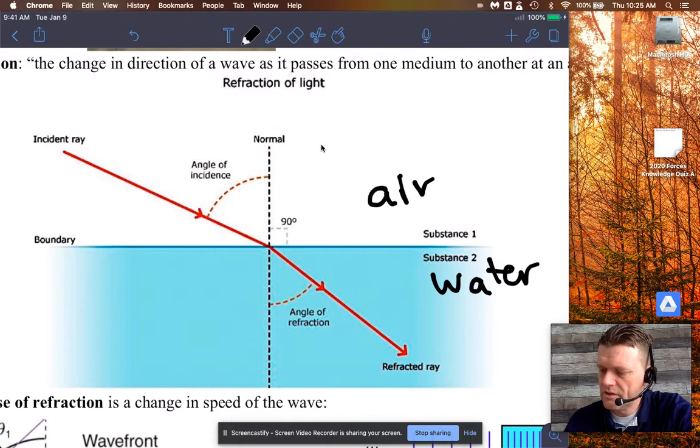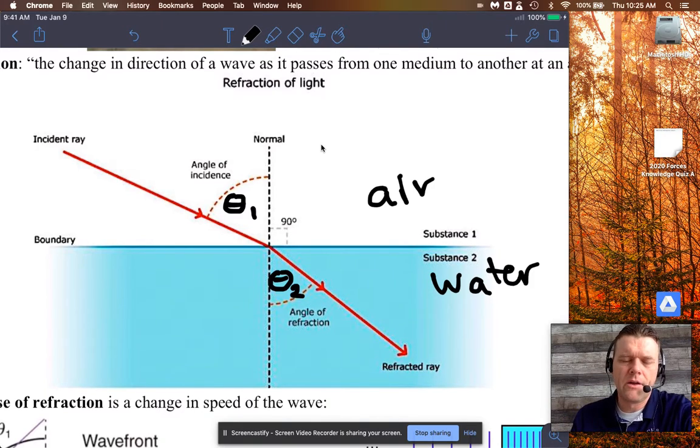So you can see this is the angle of incidence, that we would label as theta 1, and this could be the angle of refraction, which is theta 2. We just use theta 1 and theta 2. Other texts might use the incident angle and the refracted angle, but theta 1 and theta 2 is pretty easy, so we tend to use that.